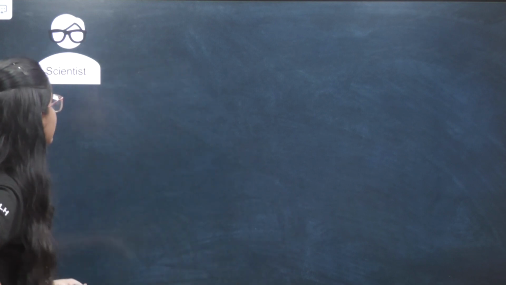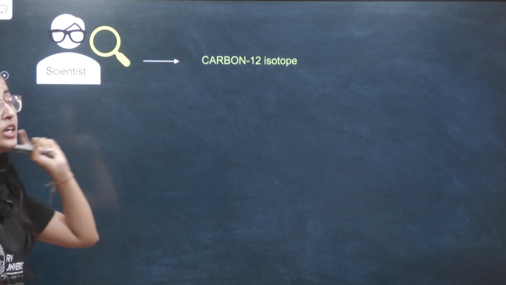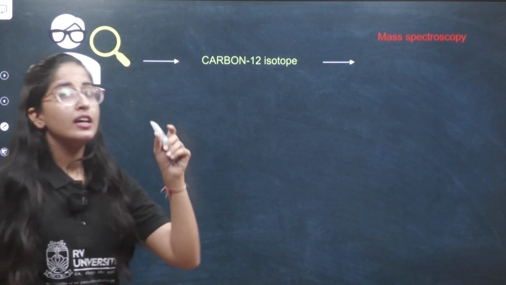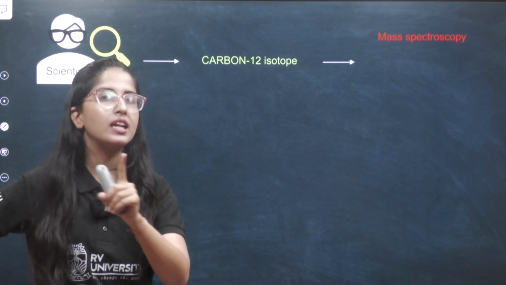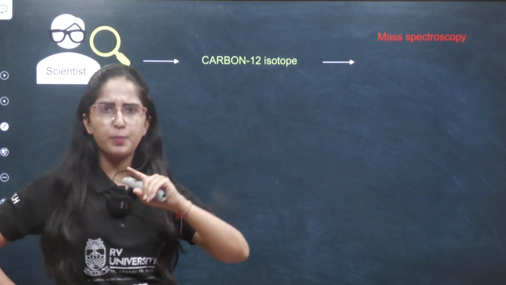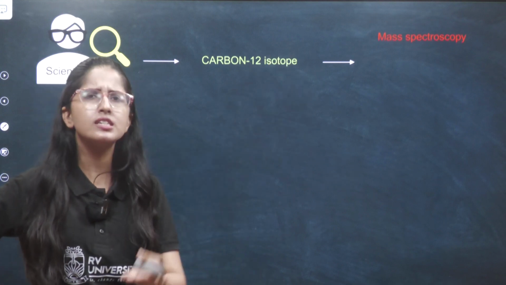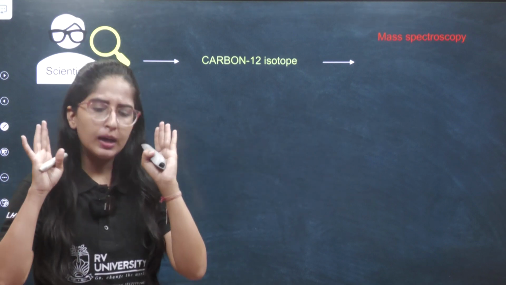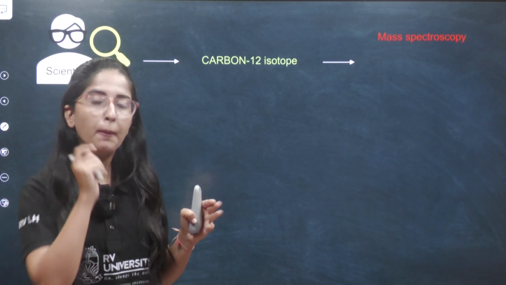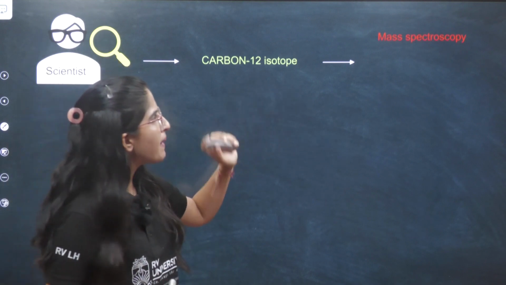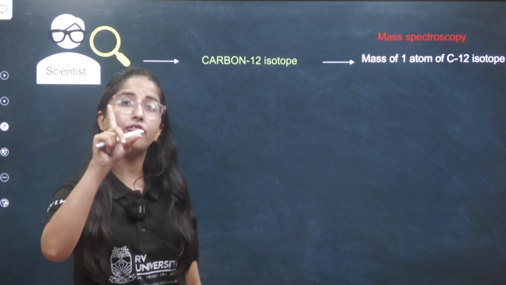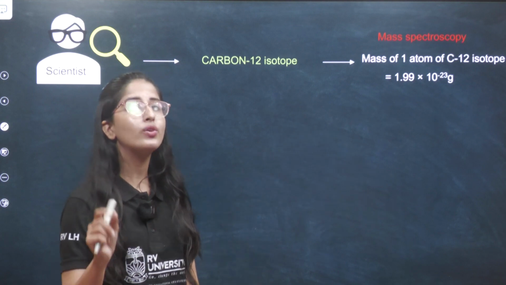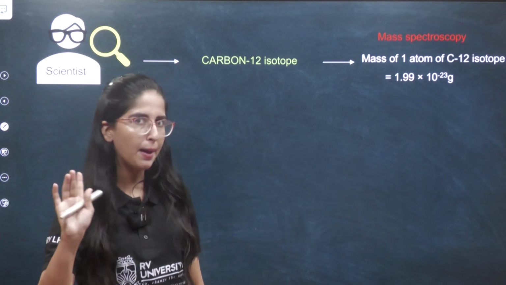So scientists took the carbon-12 isotope, particularly carbon-12, and only one atom of it, and put it under mass spectroscopy. If you do a master's you can study spectroscopy. Otherwise, in simple words, it is a process or device used to calculate the mass of an atom. By this mass spectroscopy, they calculated the mass of one carbon-12 atom, and it came to around 1.99 into 10 raised to minus 23 gram.